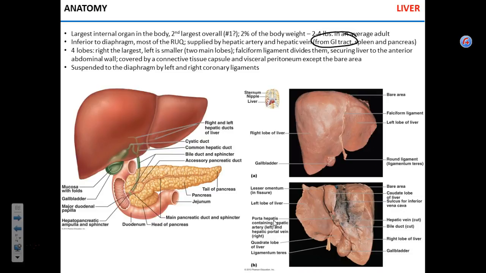Why? Not so much filter, but clean stuff up. If we absorb something that isn't that good, liver will take care of it. What else? It's the major metabolic organ.